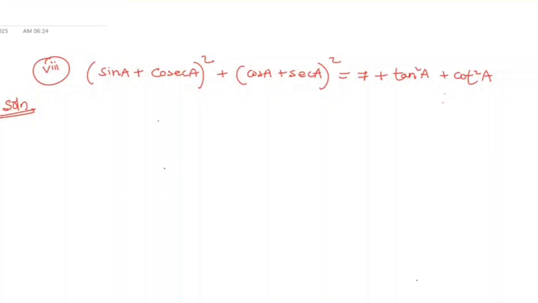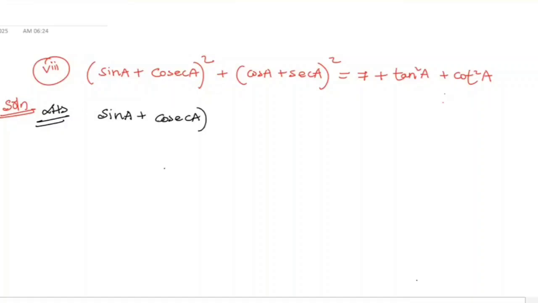Question number 8, see what is given, (sin A plus cosec A) whole square plus (cos A plus sec A) whole square equal to 7 plus tan square A plus cot square A. Okay, so first we'll approach from the left hand side and we'll prove the right hand side. Okay, so left hand side we'll write it down. What is given, (sin A plus cosec A) whole square plus (cos A plus sec A) whole square.